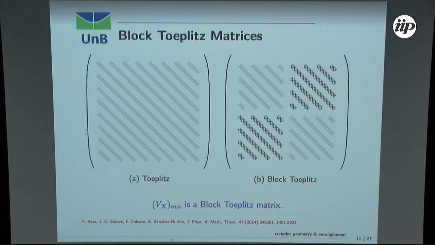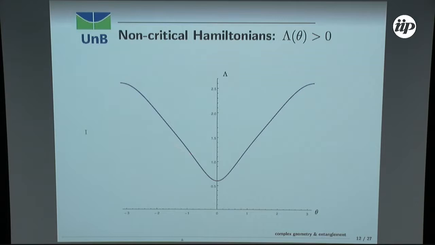Now, non-critical Hamiltonians. This is the relation with the dispersion relation in theta. So there is this gap. So this guy is continuous. Then I can use these famous theorems.